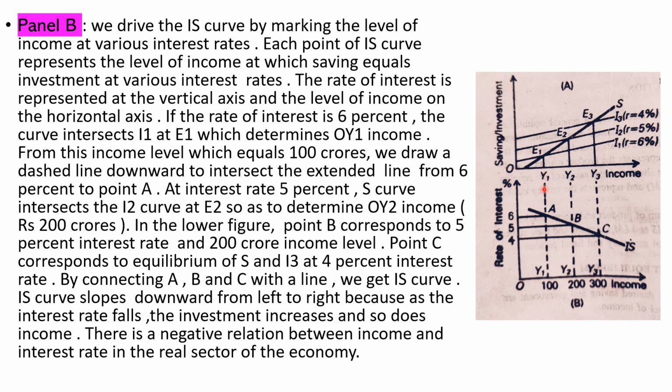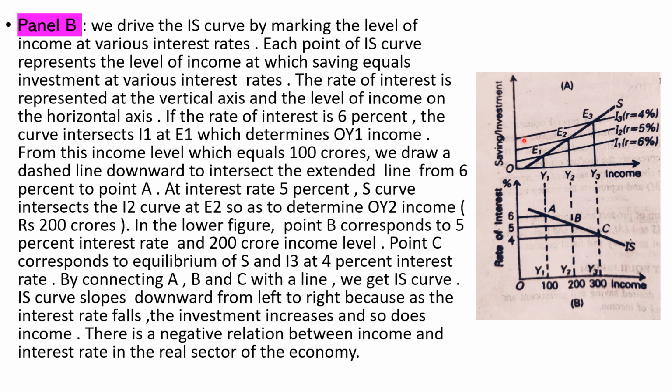From here you will be drawing a dashed line to the Y1 level of income, and from the 6% rate of interest. So this line, when it comes down, intersects this 6% rate of interest at point A, and you can very comfortably mark point A. Now come to the I2 curve. This I2 curve is intersecting the S curve at E2. From E2 you will make a vertical dashed line downwards, and at 200 crore income you will get the intersection of 5% rate of interest at point B.